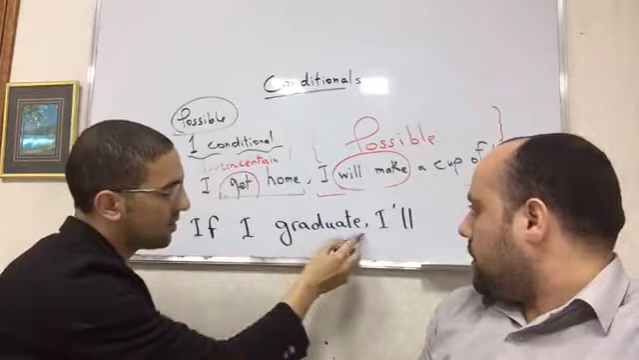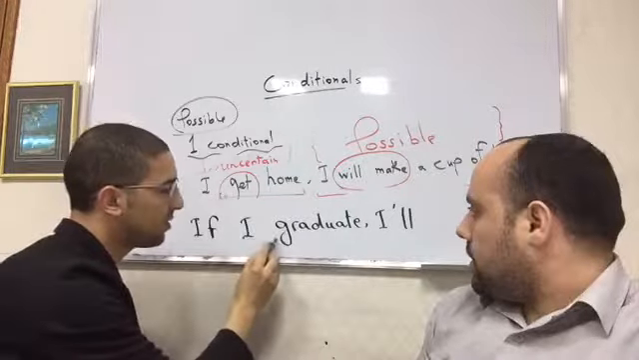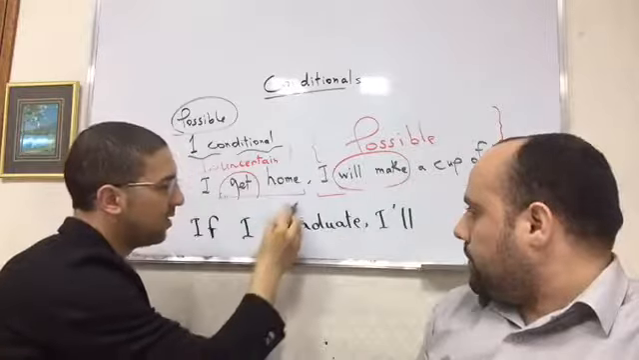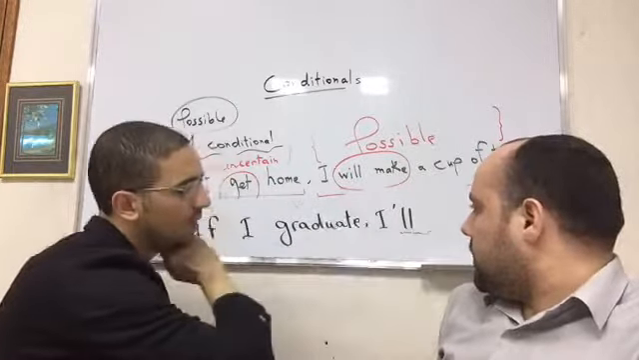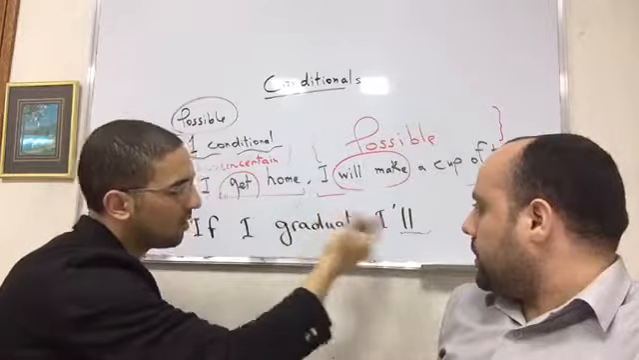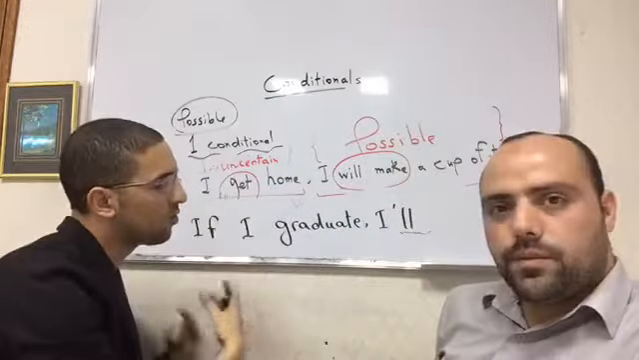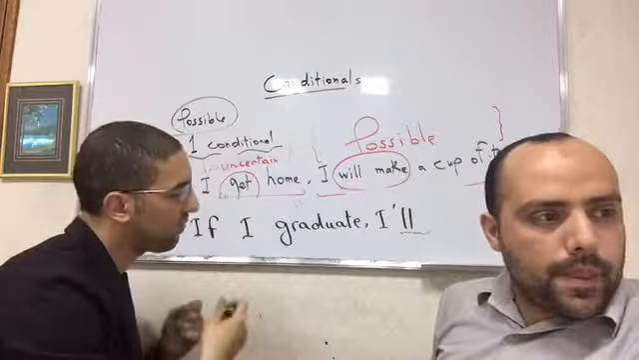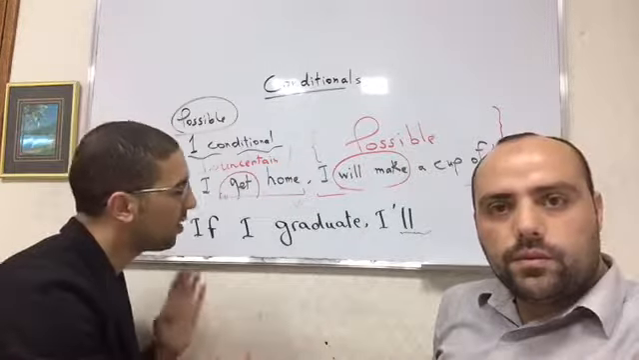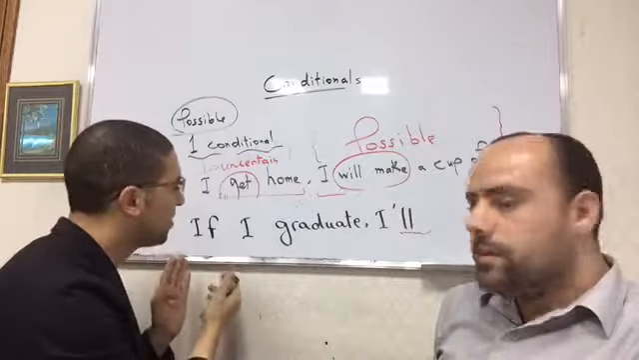Repeating again that we use this conditional here. You have the present simple in the if clause, "graduate". And in the result clause we use will and the infinitive. We use it to talk about something that is possible to happen. It is not a fact. It may happen or may not.